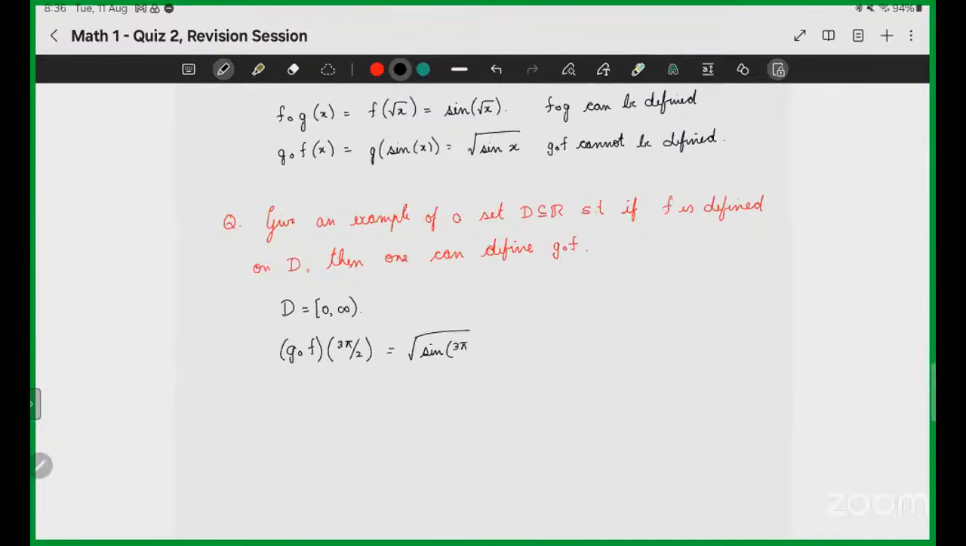What is sine of 3 pi by 2? It is sine 270. Yes. And what is that? That is -1.